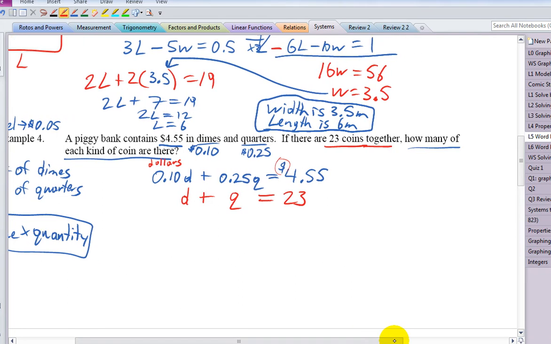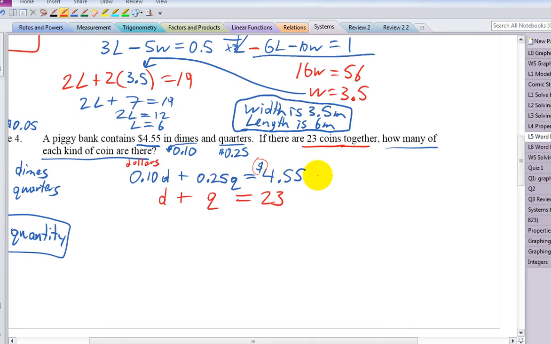So the first thing I like to do, and I'm going to show you a little trick here, is get rid of your decimal places. Because there's a decimal in front of both D and Q, it's easy to lose it. What can we do to get rid of all those decimals? Times it by what? 100. So then we would get 10D plus 25Q equals 455. What did we change that to now? We went from dollars into cents.